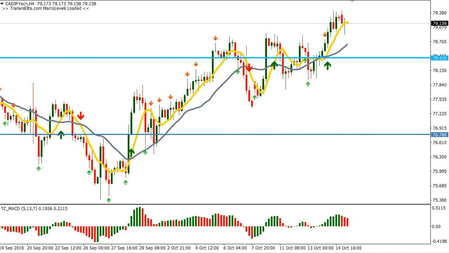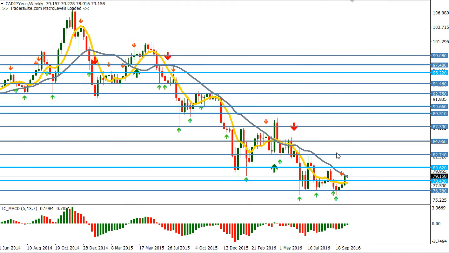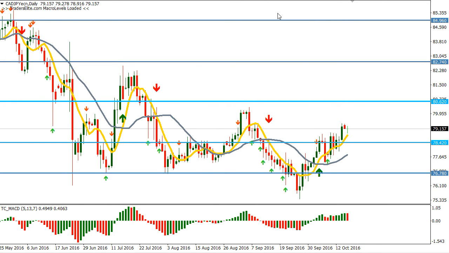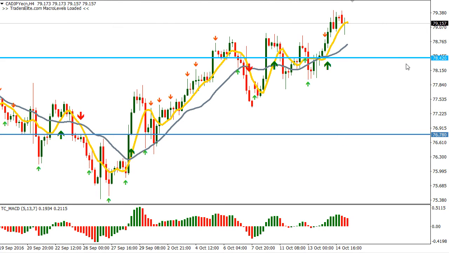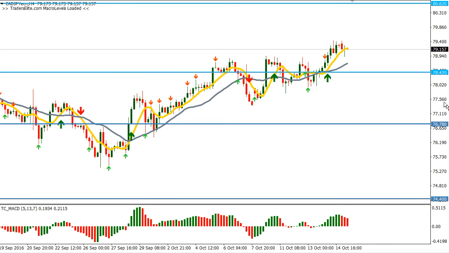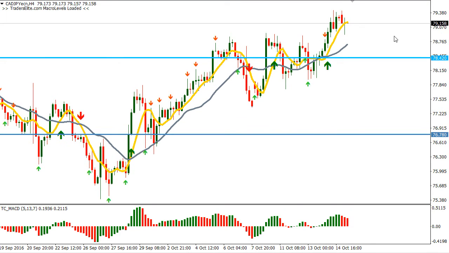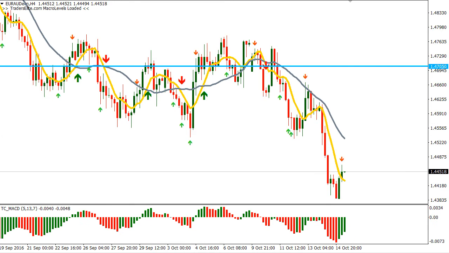CAD yen, again, it's very similar to the other yen crosses. Support shown at the 76.78 level and also at the 78.42 level, with price above the moving averages. And on the daily, we're definitely in the midst of an upward trend trade, and on the 4 hour as well. So at this stage, the risk is to the upside. We're looking at 80.62 for the next main level.